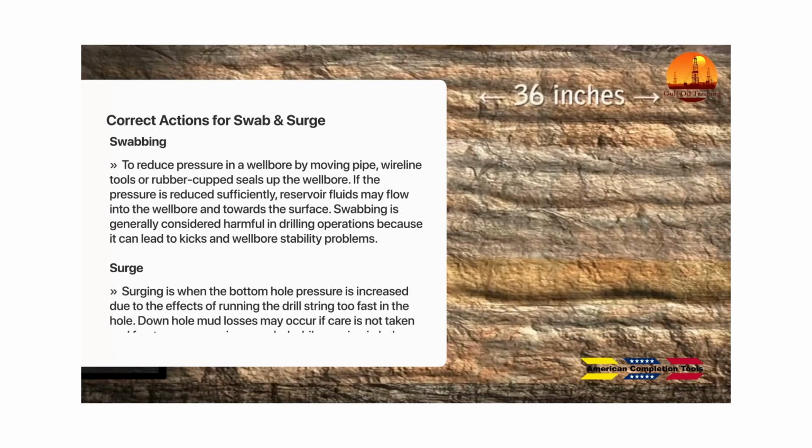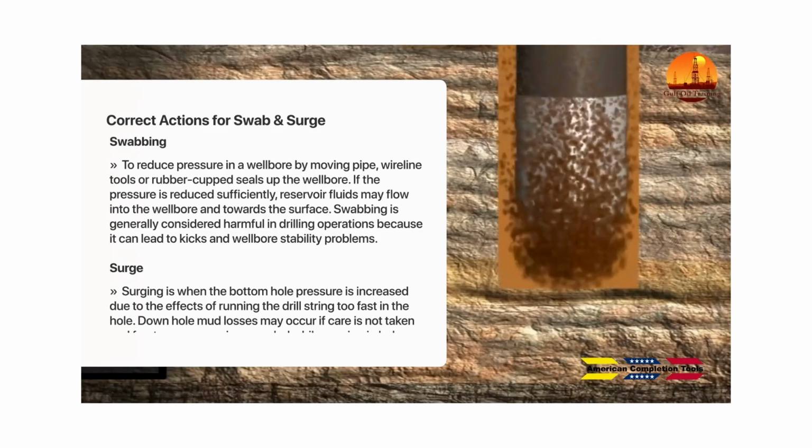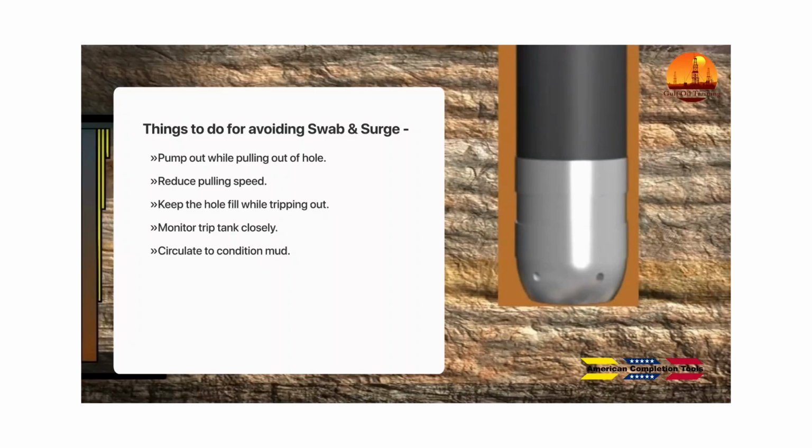Surge. Surging is when the bottom hole pressure is increased due to the effects of running the drill string too fast in the hole. Downhole mud losses may occur if care is not taken and fracture pressure is exceeded while running in hole. Things to do for avoiding swab and surge.